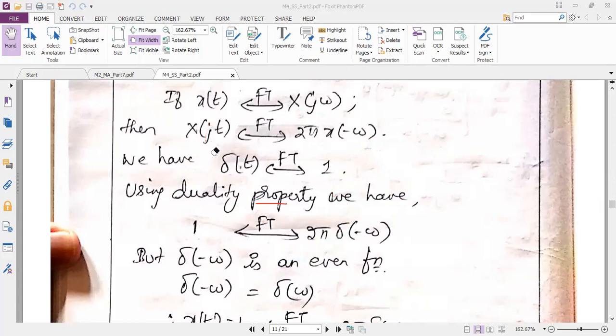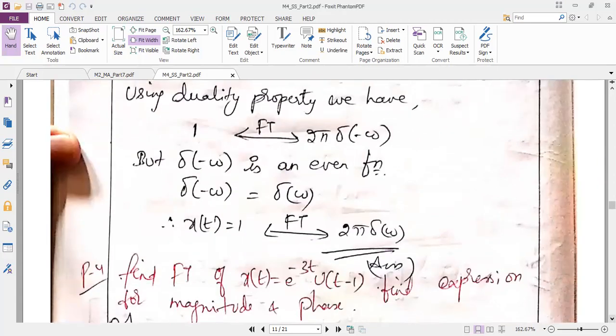So don't think much about this problem. You should know the input is 1 means 2 pi delta of omega. To arrive at that answer, you have to follow those steps. You have to remember it. That's it.